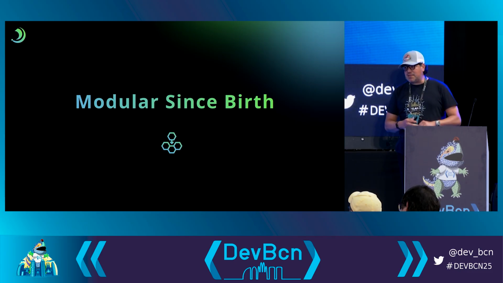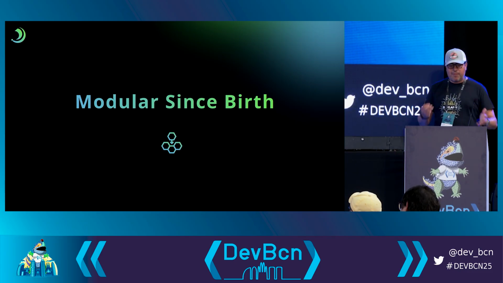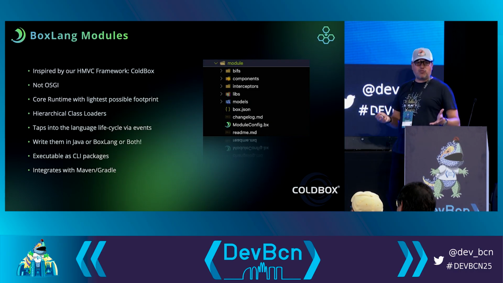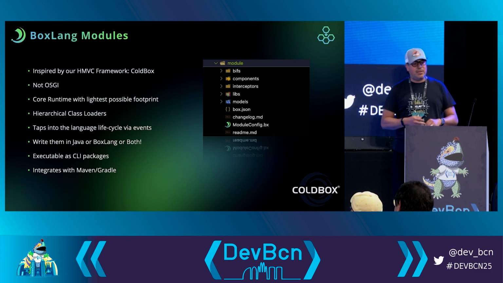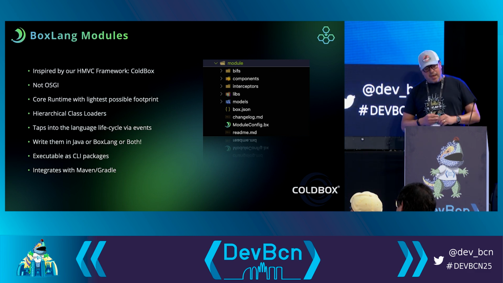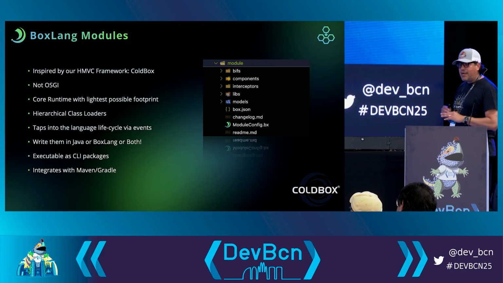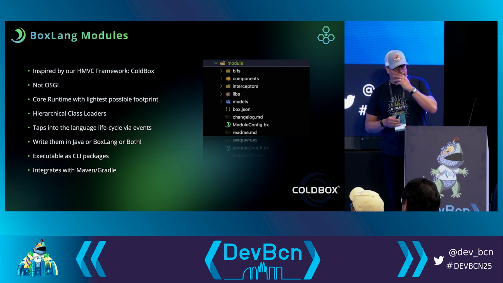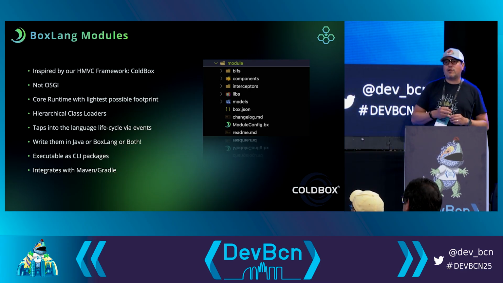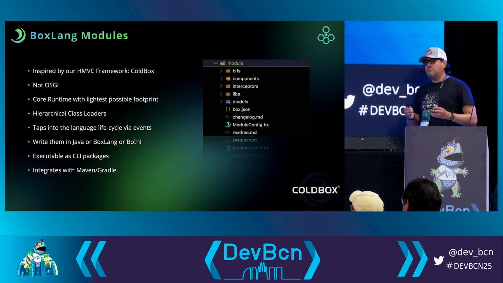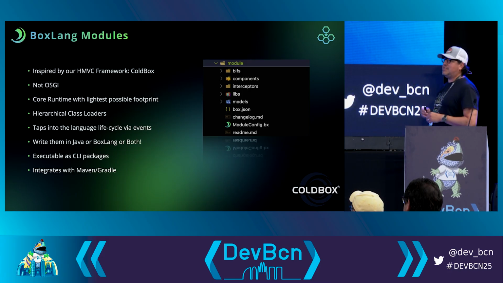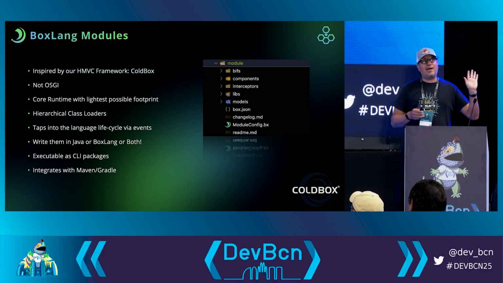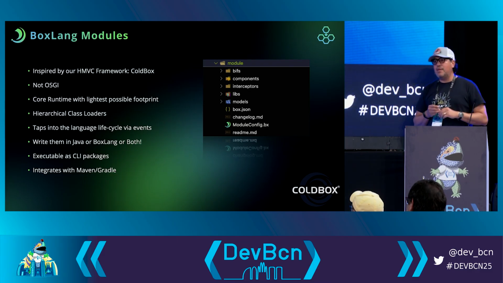Now, modularity was something that we've done for many years now with our frameworks, and we wanted to bring that into the language. So ColdBox was our hierarchical MVC framework that inspired a lot of these features. It is not using OSGi. It is very lightweight. It is part of the core. It is a subset to create hierarchical class loading and isolation. Okay? You can actually see on the right-hand side a module. A module can actually be one class.